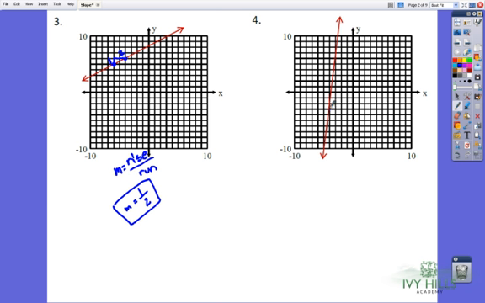For number 4, here's a point right here that's on the graph. Continuing on the graph until we get right here, we're going up 1, 2, 3, 4, 5, 6, 7, 8, 9, and over 1. So again, if slope, which is indicated by the variable M, is the same thing as rise over run, our slope is 9 over 1, and 9 divided by 1 is simply 9.